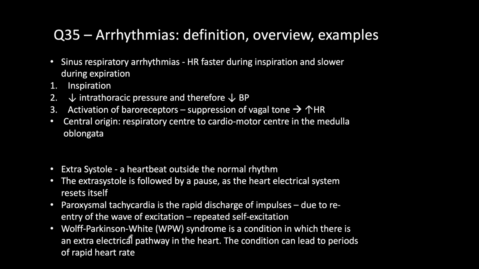All right, so sinus respiratory arrhythmia is when the heart rate is faster during inspiration and slower during expiration. And the mechanism of how this happens is as follows. First you inspire, and the intrathoracic pressure is decreased, obviously, because the volume inside your thorax has increased. So the pressure inside the intrathoracic cavity has decreased, and therefore there's a lower blood pressure. If you think about the chest cavity, so this is the chest cavity, and this is the abdominal cavity. If you have decreased intrathoracic pressure here, there's going to be a higher venous return coming from the abdomen. There's going to be increased venous return.